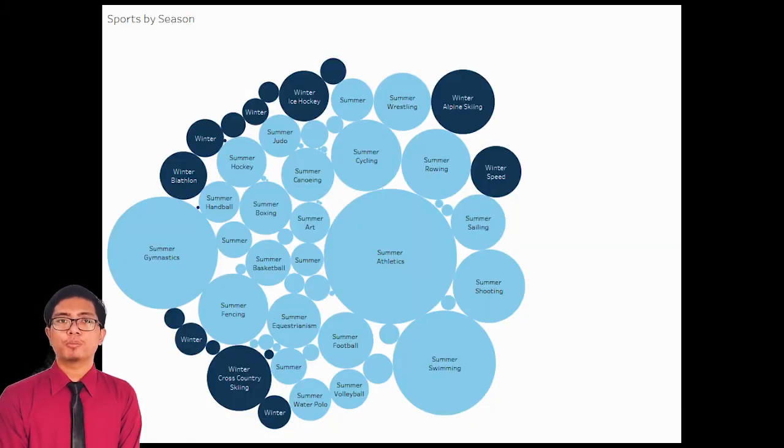Lastly, the problem to be solved is to find the types of season that athletes participate in the Olympics. This problem also uses the same technique, which is clustering into several groups. From here, users can know what sports are held in the summer and winter seasons.